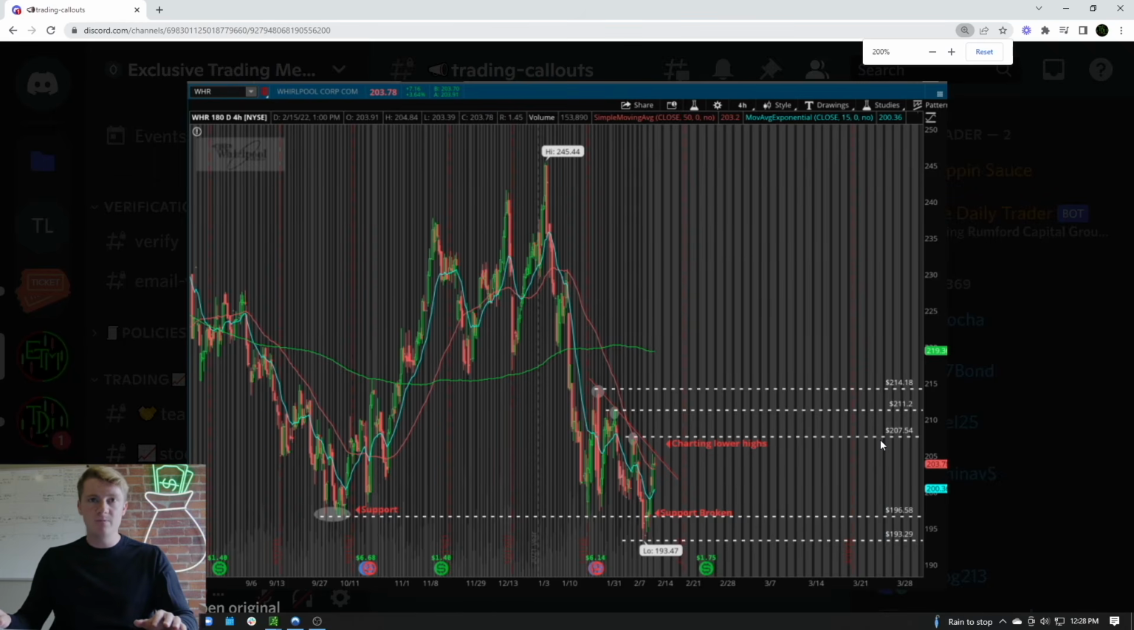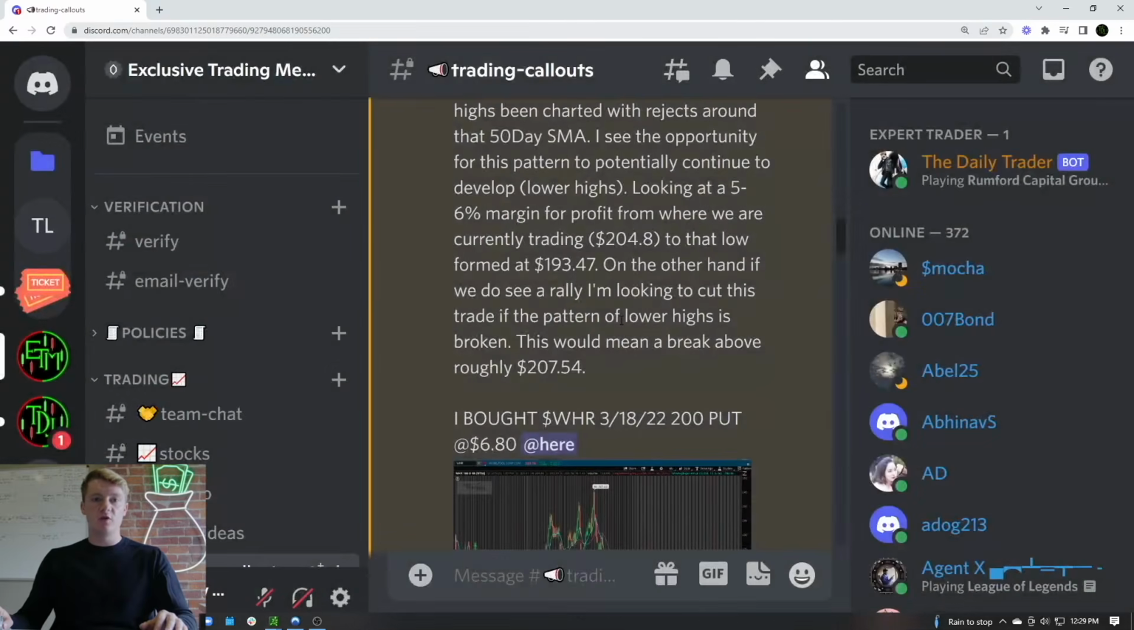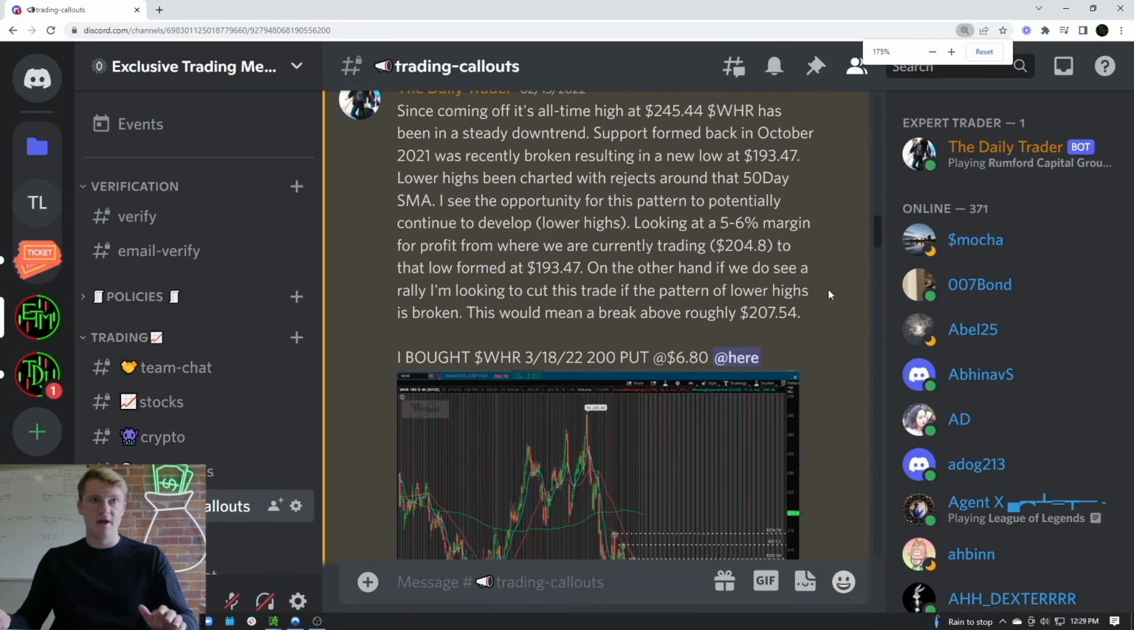But I would be doing my calculations when it comes to risk to reward and where I'm going to cut for a loss at the level of 207.54. So I entered right here and I was looking to play the move back down to 193.47. Okay, pull back to that low on the 4-hour, which is the pullback play. And there was a 5 to 6% margin for profit presented.